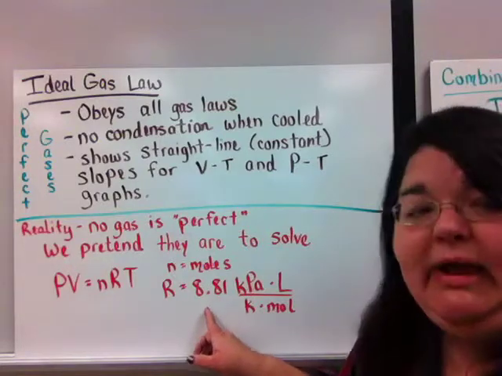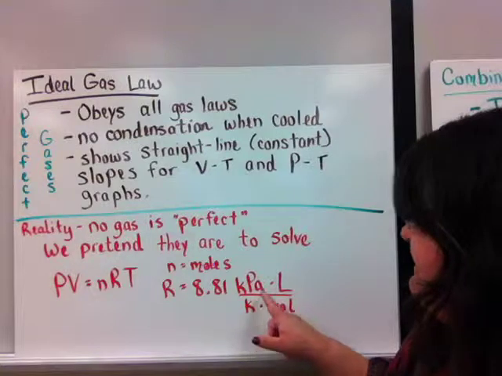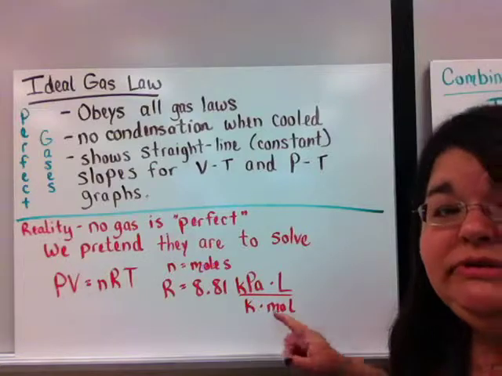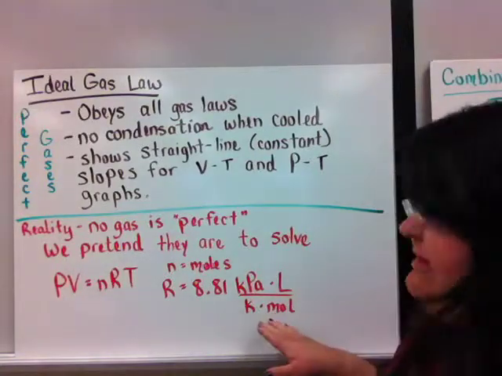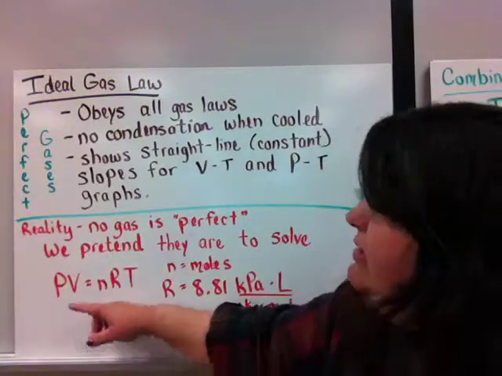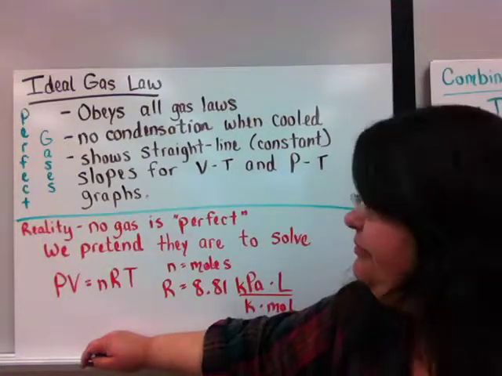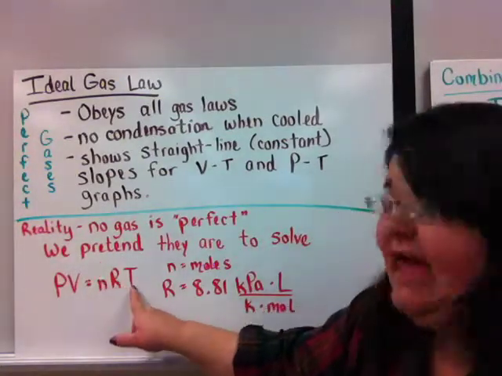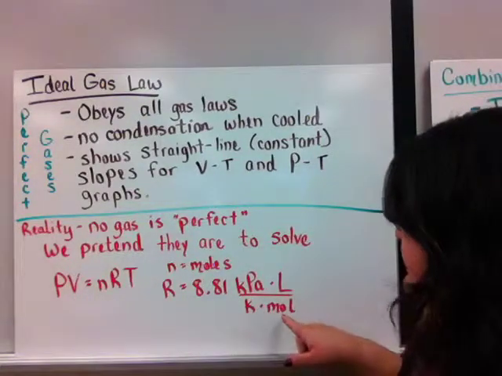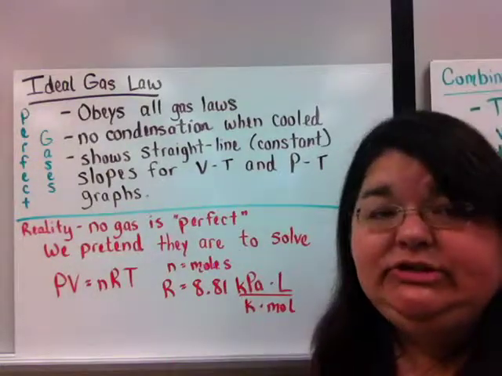Now, this 8.31 is a derived constant with a derived unit of kilopascals times liters divided by Kelvin times moles. The only reason we have all those units in there is so that when we put it into our equation, all of our units will cancel except for the one we're looking for. So if I have moles and I have temperature and I have volume, then the liters, the kelvins, and the moles will cancel, leaving me with the kilopascals, which is the pressure unit.